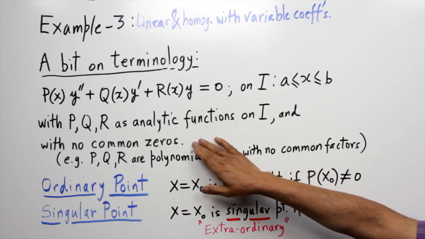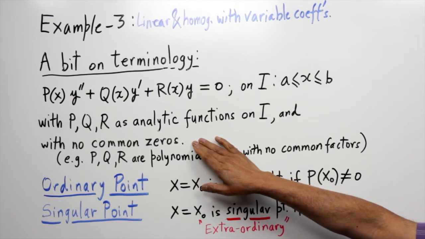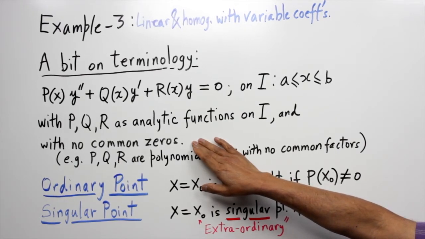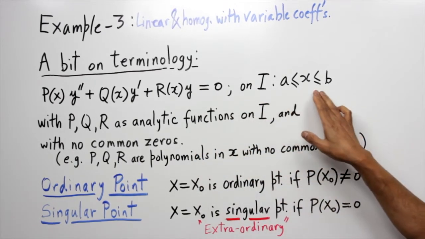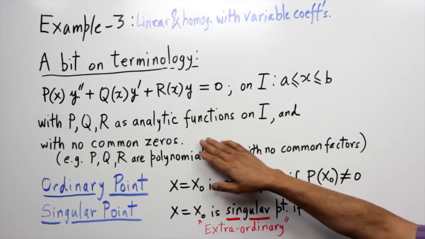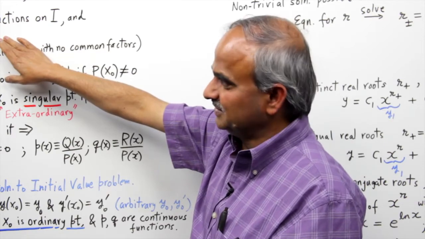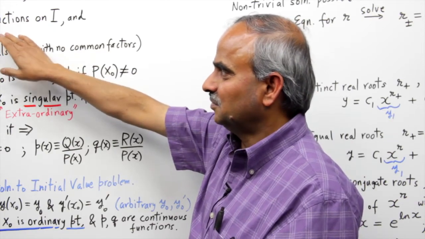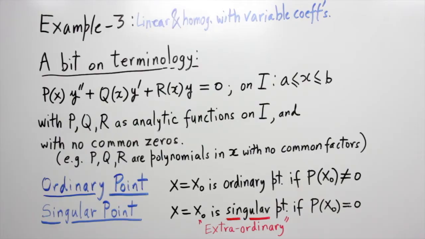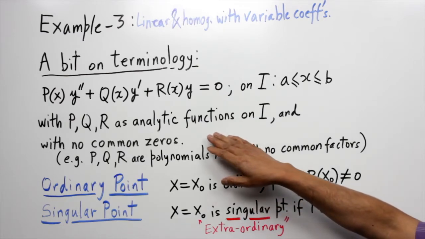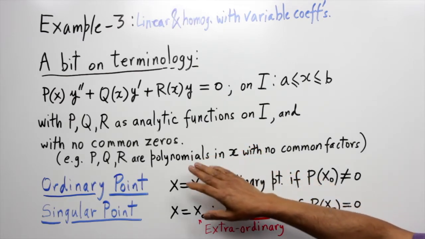And we'll also assume that these functions do not have a common zero. That is, there is no place within this interval where all of these functions simultaneously vanish. They would not vanish all at the same place. They can vanish in one place. Function P can vanish in some place. Q can vanish in another place. But P, Q, and R all together don't vanish at the same place.